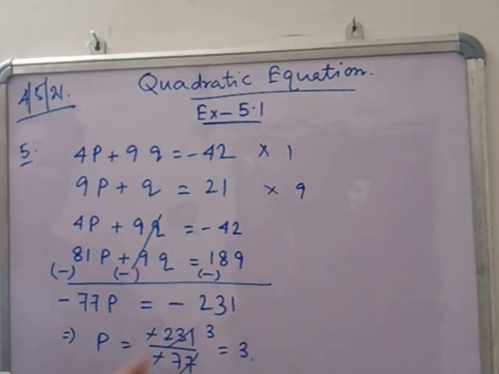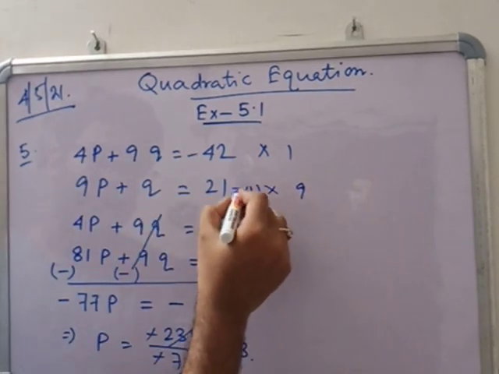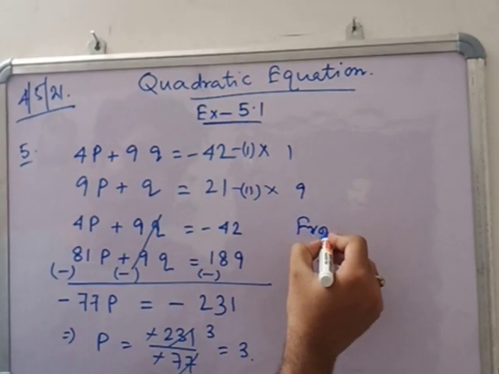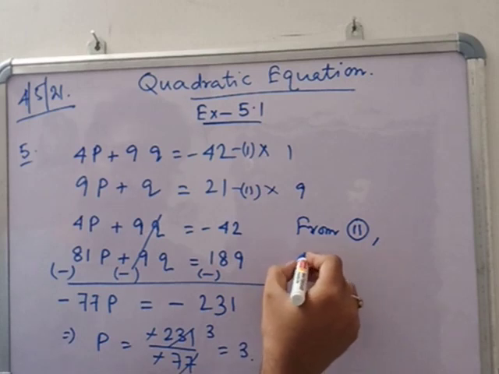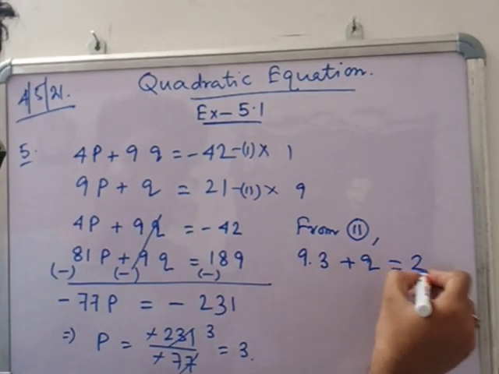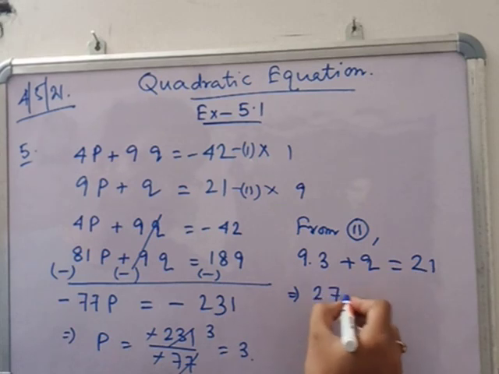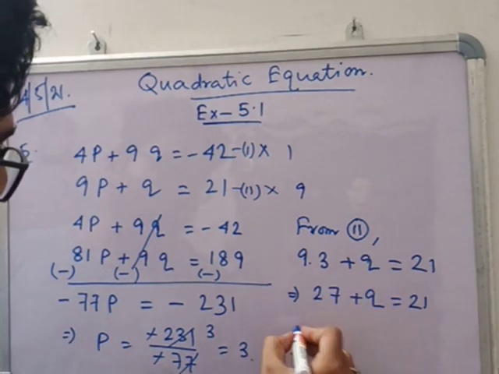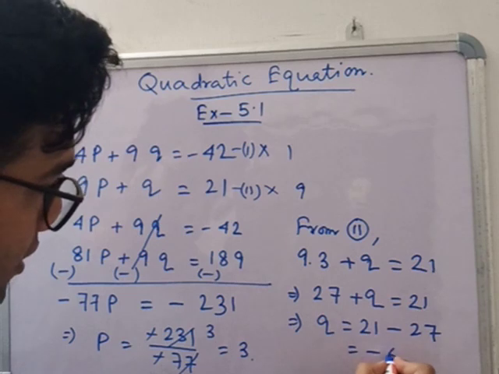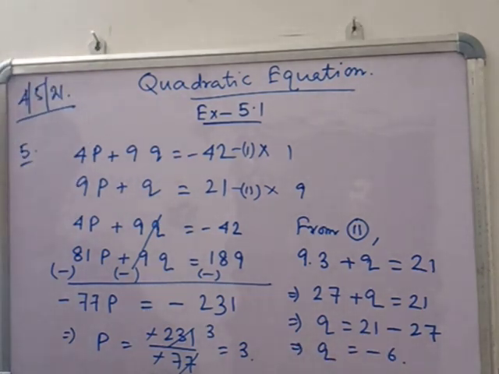Now put the value of p in the number 2 equation. This is the number 2 equation, and this is number 1. So put the value of p in number 2. Now from 2 we get 9 into 3 plus q equals 21. So 27 plus q equals 21. q equals 21 minus 27, that is minus 6. So q equals minus 6. So the value of p is 3 and the value of q is minus 6.